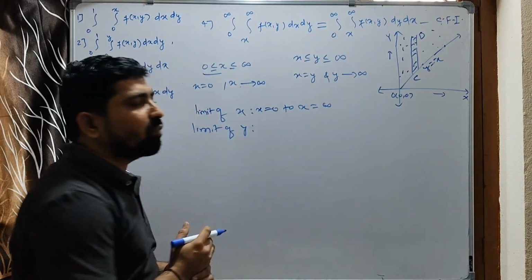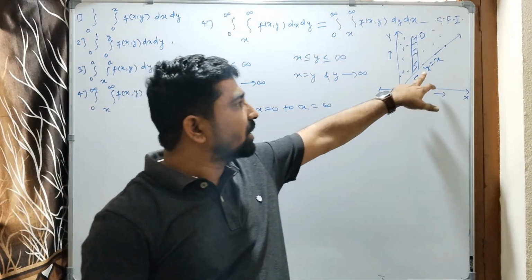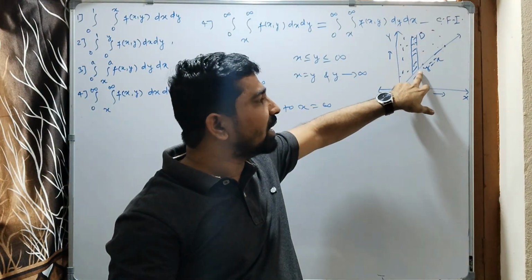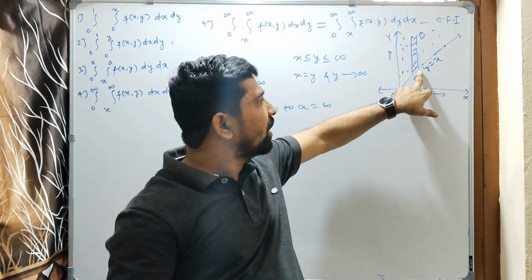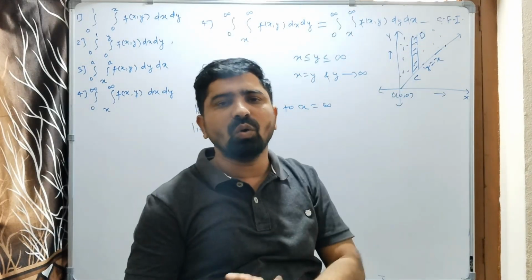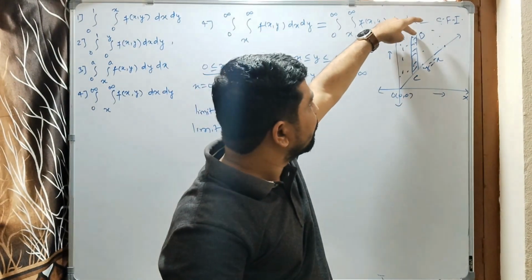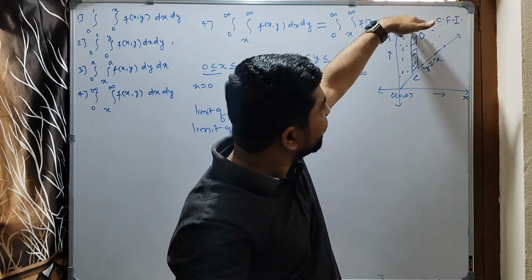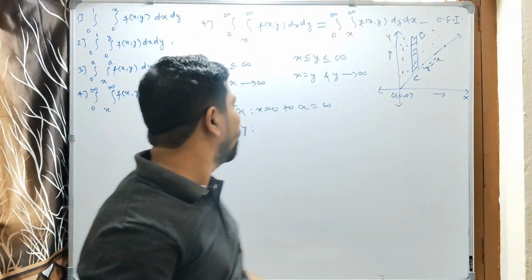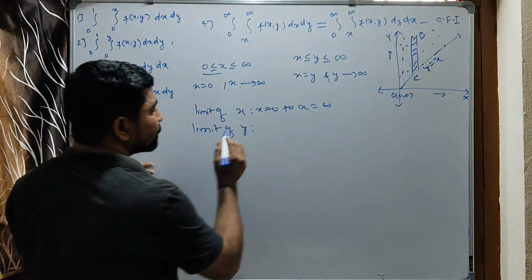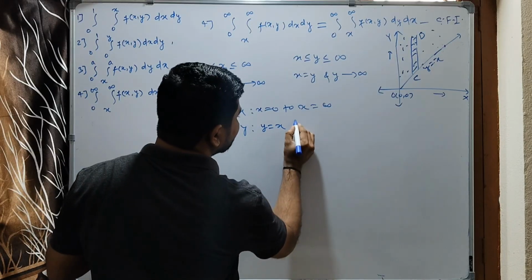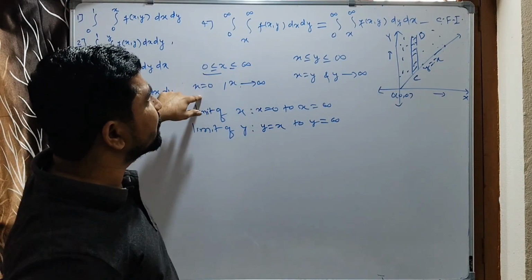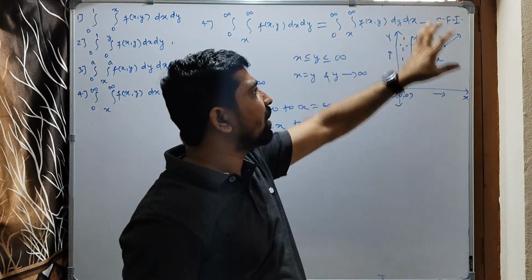And now tell me the limits of y. The limits of y start at this point: one terminal of this strip CD starts at the line y equal to x, and the other terminal has no bound. Therefore the strip CD extends up to infinity to cover the whole region. So the limits of y are y equal to x to y equal to infinity. These are the limits corresponding to the order dy dx.